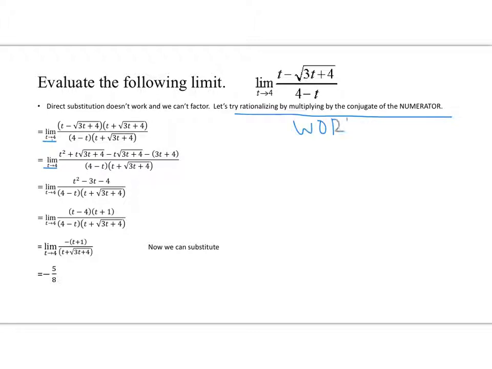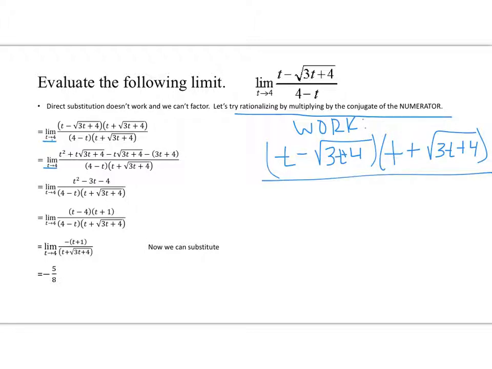I didn't go off to the side and write work, but we could have. I could have said, okay, work, and just worked here, and said t minus the square root of 3t plus 4. And then the conjugate means switch the sign, so t plus the square root of 3t plus 4. Remember, only the sign in between switches. Whatever I do to the numerator, I have to do to the denominator, so I'm multiplying by t plus the square root of 3t plus 4.